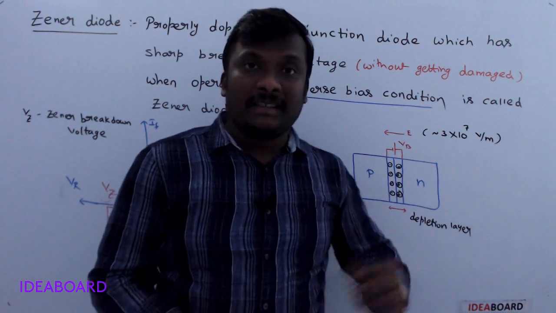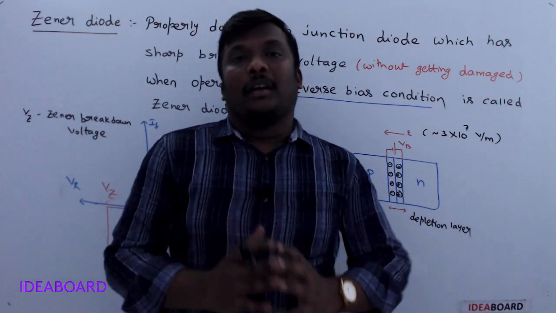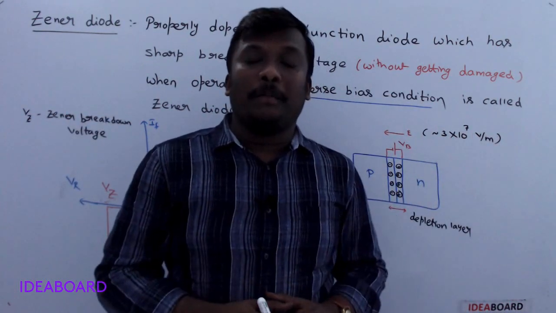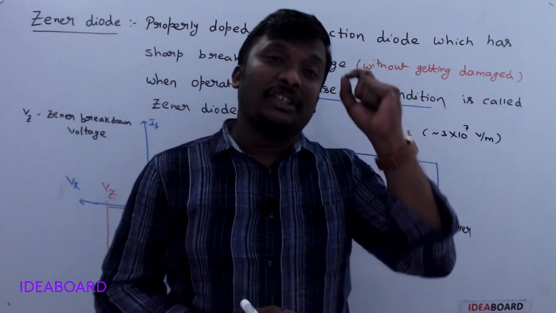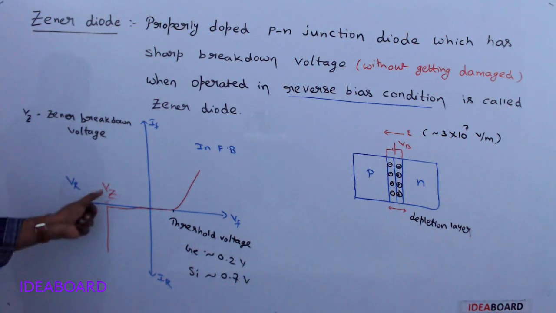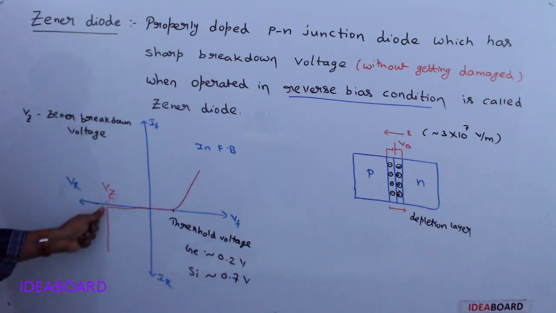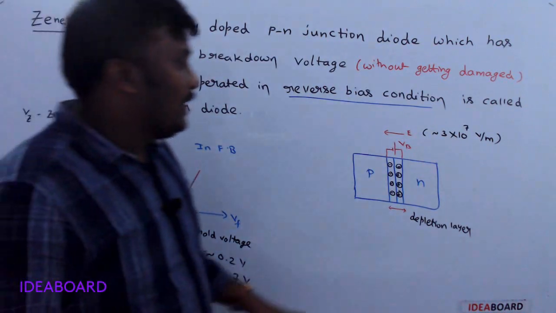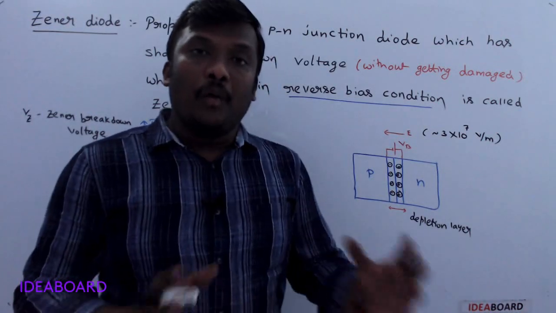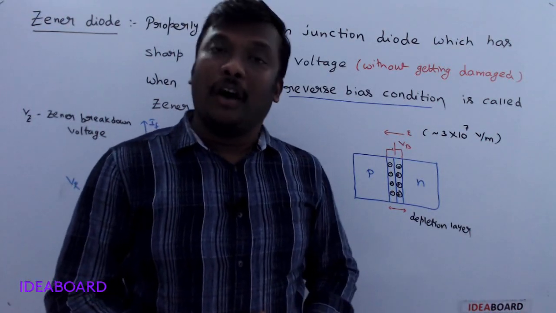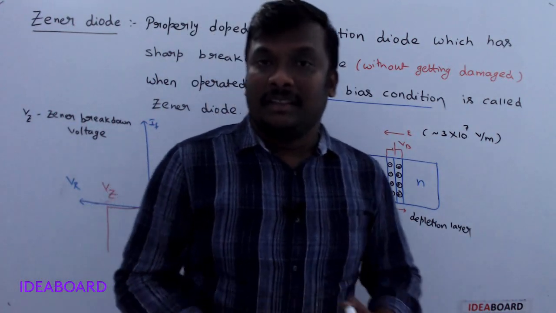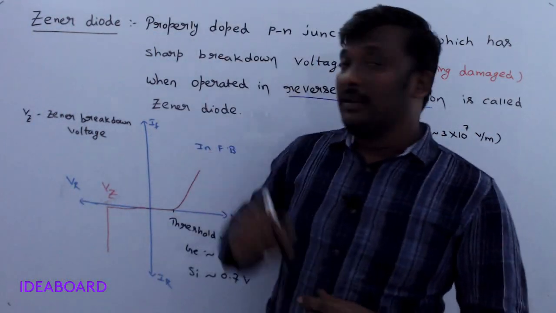Whenever covalent bonds break, electron-hole pairs are generated. When a large number of electron-hole pairs are generated, there is a sharp increase in the reverse current. Understand? So at the Zener breakdown voltage, why does the reverse current increase? Because the covalent bonds within the depletion layer break, more electron-hole pairs are formed, and the reverse current increases. Understand? This is about the Zener diode.